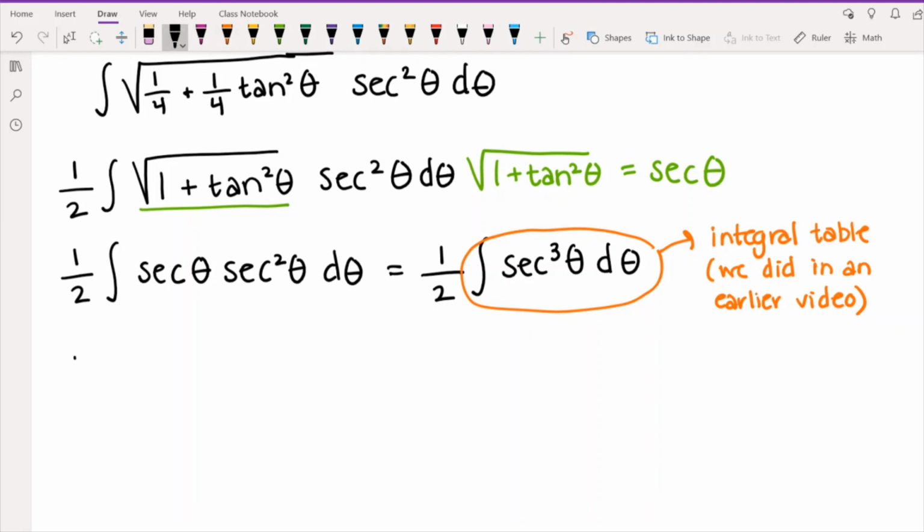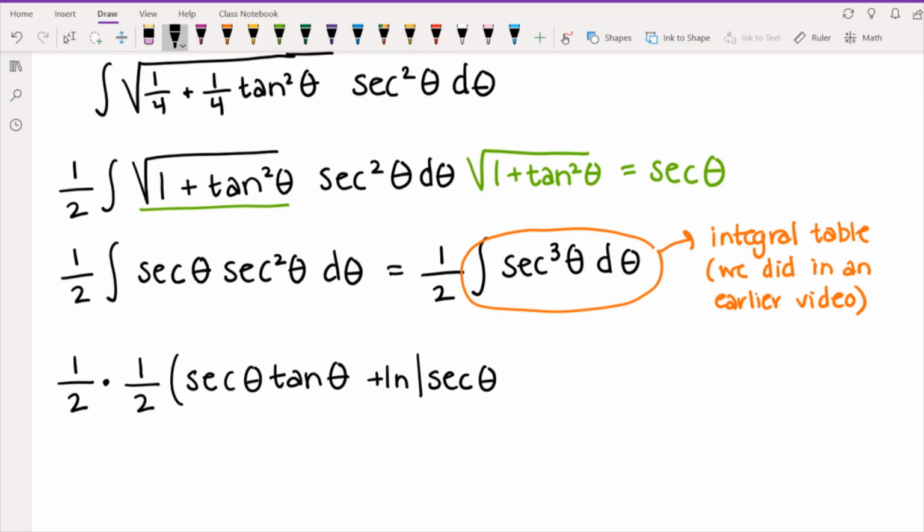Okay, so this comes out to be, we have 1/2, and then the antiderivative of secant cubed, that has another 1/2. And then we have secant of theta times tangent of theta plus ln of absolute value of secant of theta plus tangent of theta. Okay, cool. So now we have our antiderivative, but in order to use our original bounds, we have to return this to our original variable.